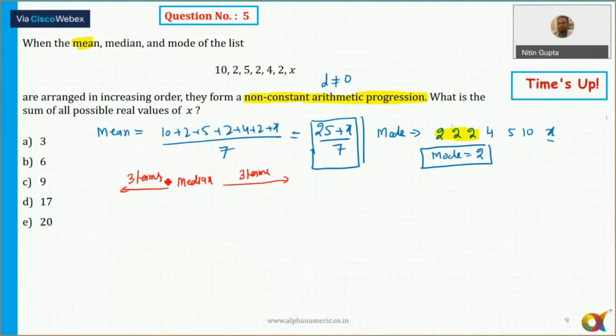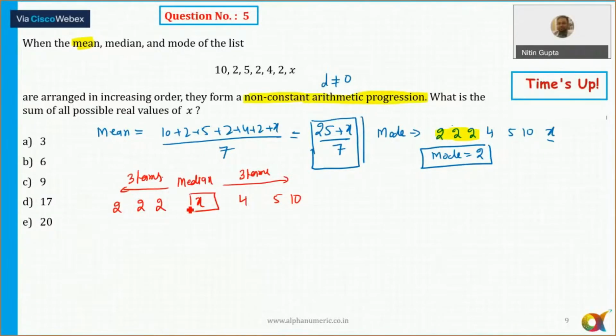So what are the possibilities? We know that 2 is the smallest number, so the 3 smallest terms are definitely 2, 2, and 2. In that case, my median can be exactly equal to 2. That is one of the possibilities. And the remaining terms, we do not know the value of x. Okay, let me write down: this is 2, 2, 2. If x is in the middle, and after that it is 4, 5, and 10, then x is the median here.